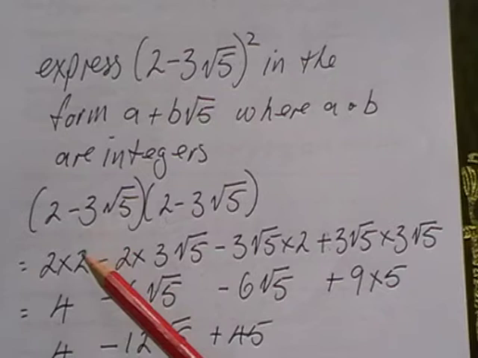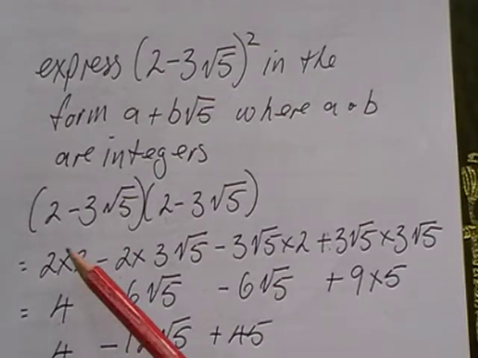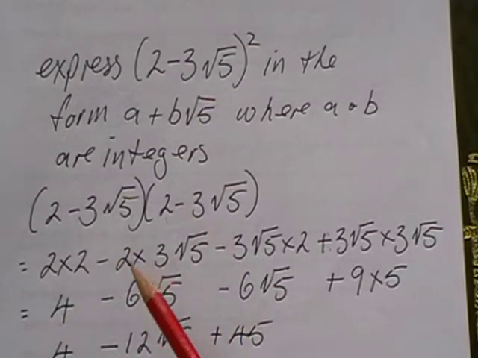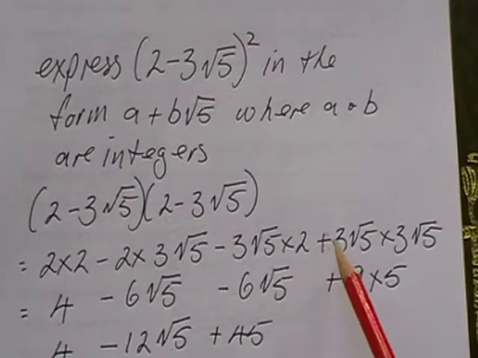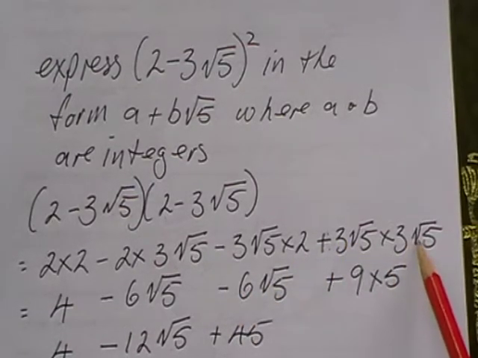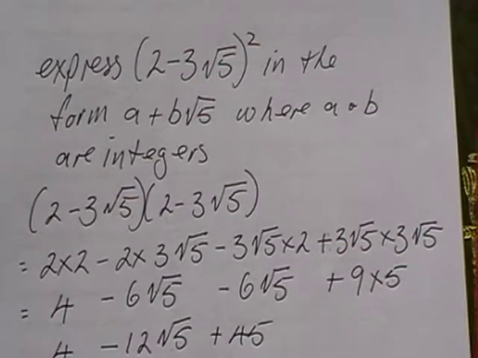And I've written the next line directly underneath so you can see where the steps come from. 2 times 2 gives us 4, 2 times negative 3 root 5 is negative 6 root 5, 3 times 2 is 6 root 5, again that's negative, and here we've got negative 3 root 5 times negative 3 root 5, 3 times 3 is 9, root 5 times root 5 is 5.